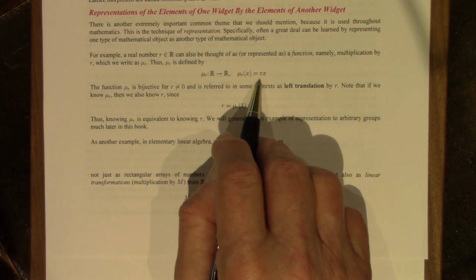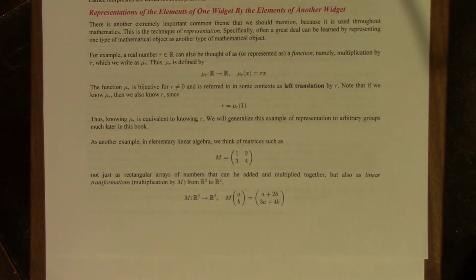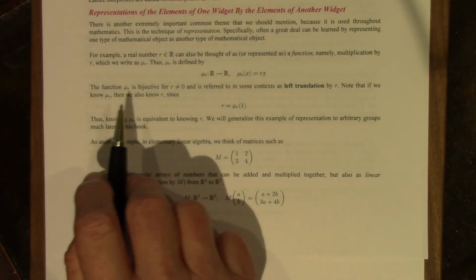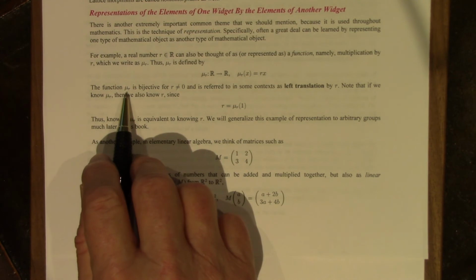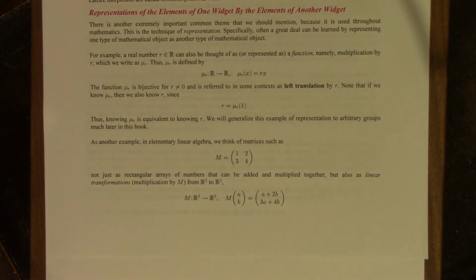Now, since multiplication of real numbers is commutative, it doesn't matter which side we multiply, but speaking or thinking more generally, this will apply to products that are not commutative as well. So there we have to make a distinction between left and right multiplication. This function, mu sub r, is bijective when r is not 0, and it's referred to in some contexts as left translation by r. Sometimes one thinks of translation as meaning addition, but that's not necessarily the case.